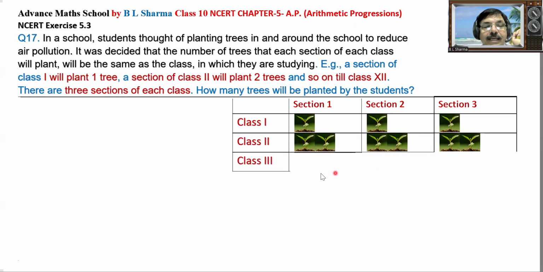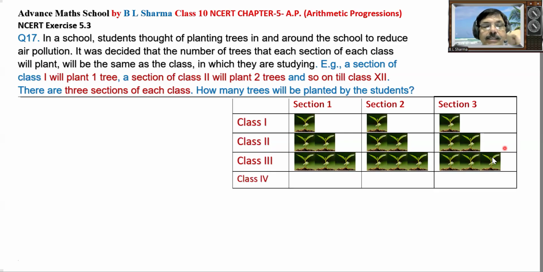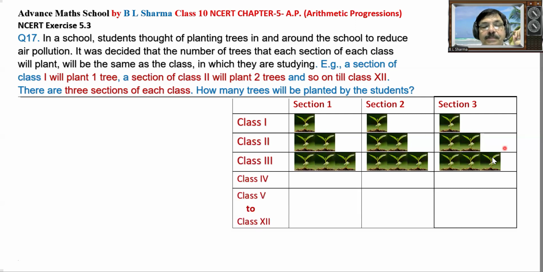क्लास 3 है, each section will plant 3 trees. It is given in the question. ये भी 3, this also 3, and ऐसे क्लास 1 से लेके क्लास 12 तक चलेगा. क्लास 4th, each section of class 4 will plant 4 trees. Each section of class 5 will plant 5 trees. Similarly, each section of class 12th will plant 12 trees. ऐसे.